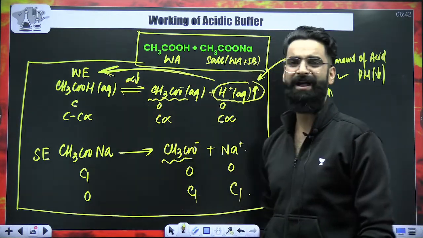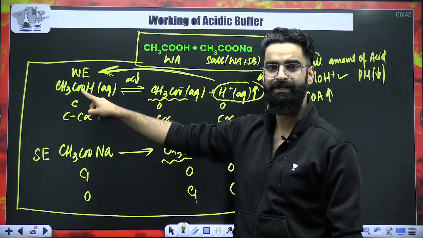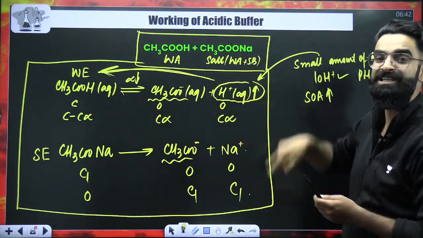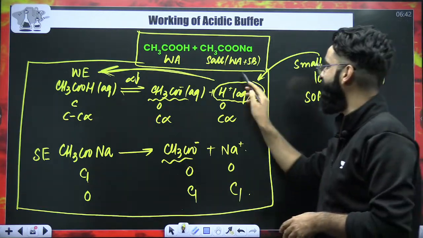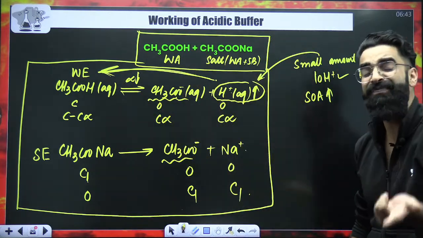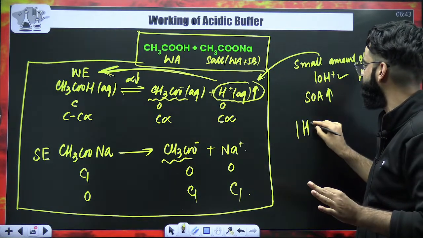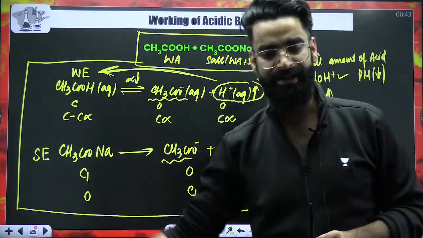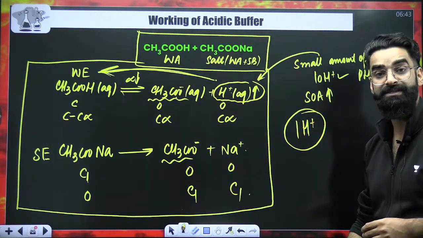And when the reaction moves in the backward direction, CH3COO negative is reacting with H positive and making again CH3COOH. So the concentration of H positives is decreasing. No doubt you have added 10 H positives, but imagine, for example, out of those 10 H positives, 9 H positives reacted with CH3COO negative and formed CH3COOH. So effectively, there is an increase of only 1 H positive. All the 9 H positives participated in the backward reaction, right? Effectively, there will be the effect of only 1 H positive increase.